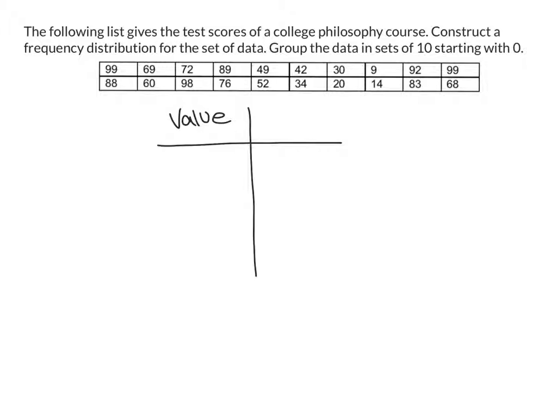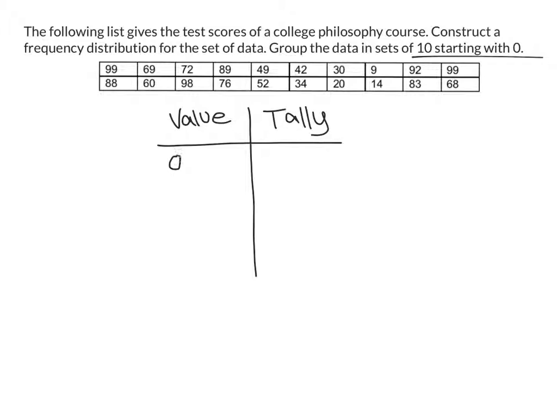So in order to create a frequency distribution, I'm going to first identify my groups in the left-hand column, and then I'll make a tally of the number of times our data appears in each group. From there, I'll create my final frequency distribution. So first I need to create my groups, and the problem tells me that I need to group the data in sets of 10 starting with 0.